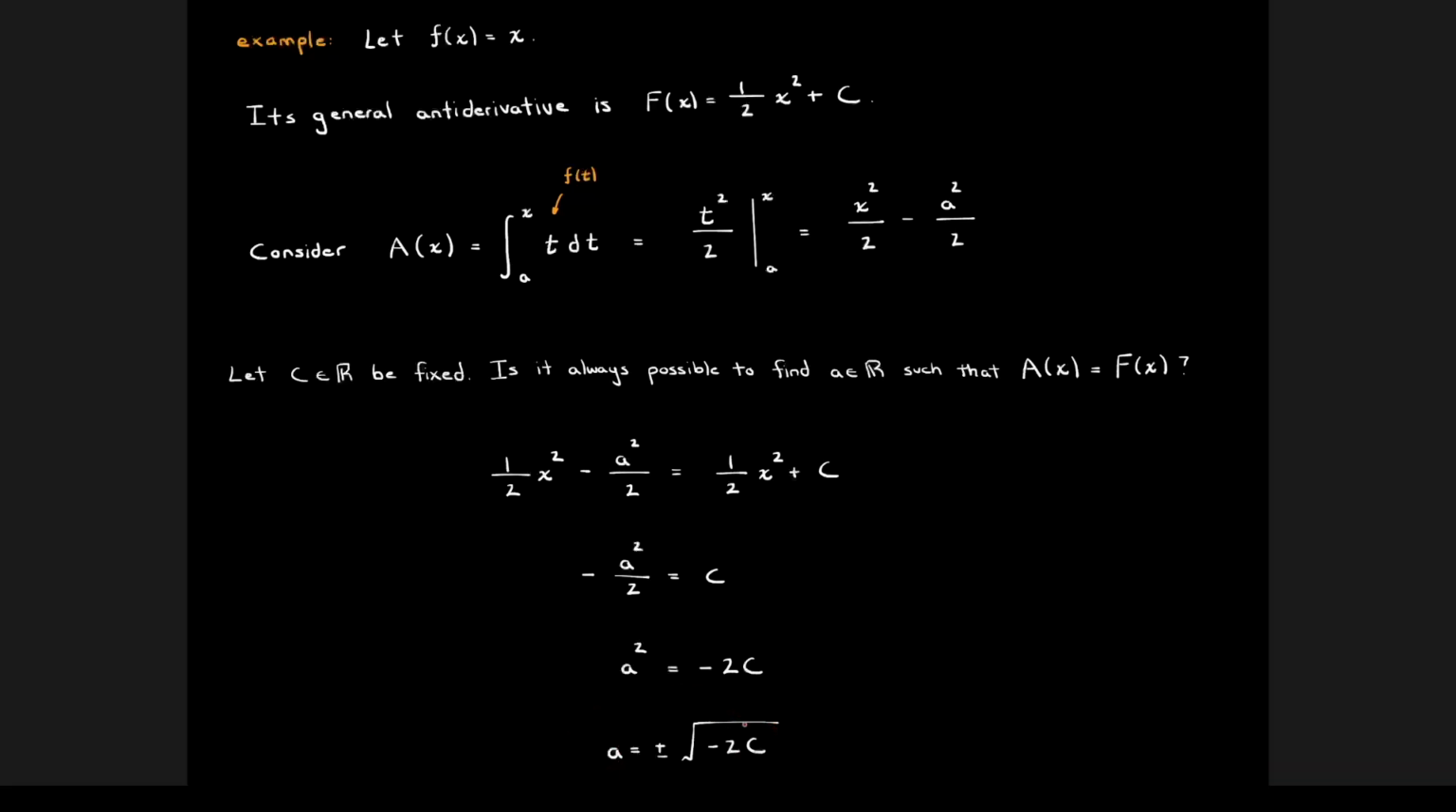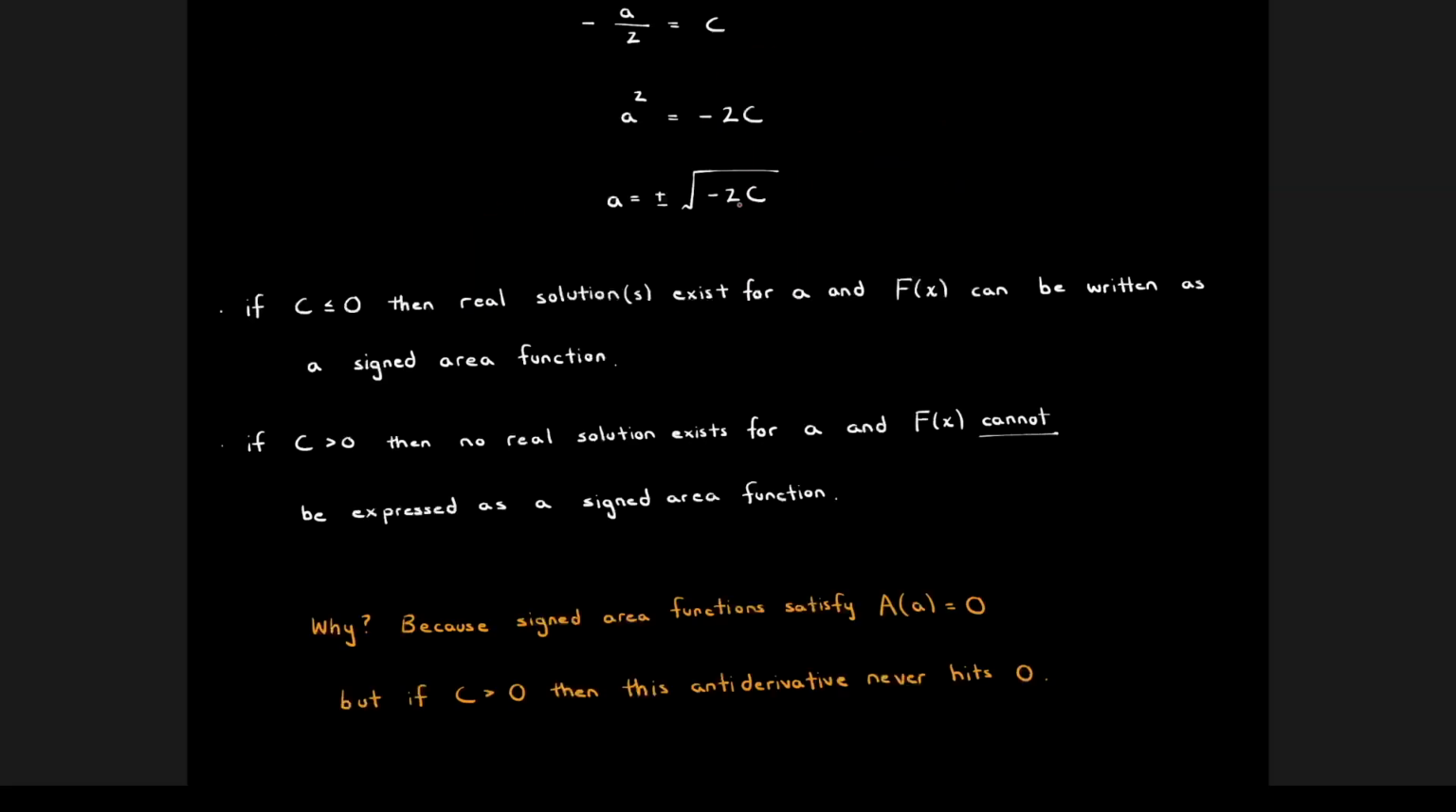And so the significance of this formula is that when someone chooses a particular value of c, this formula will help you find the corresponding value of a, so that the signed area function simplifies into that particular antiderivative that they picked. Next, let's take a look at when this a value is well defined.